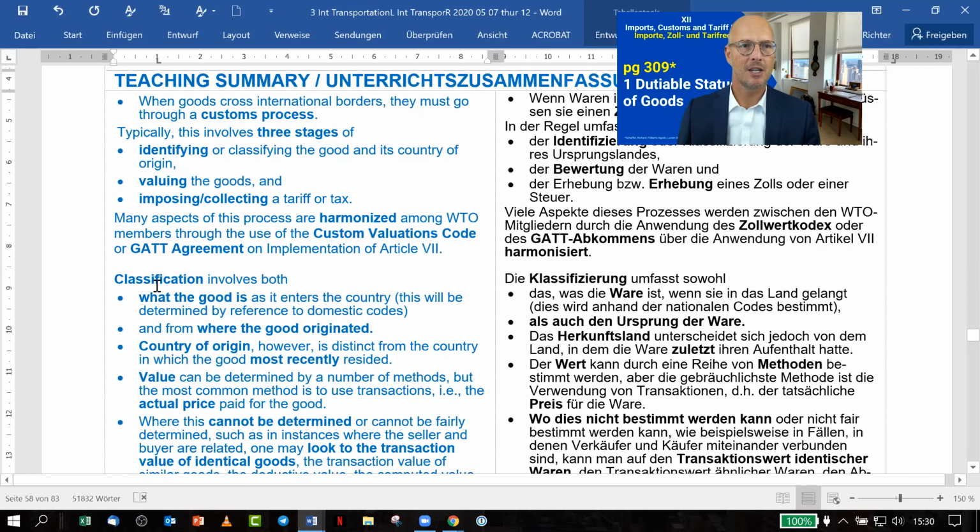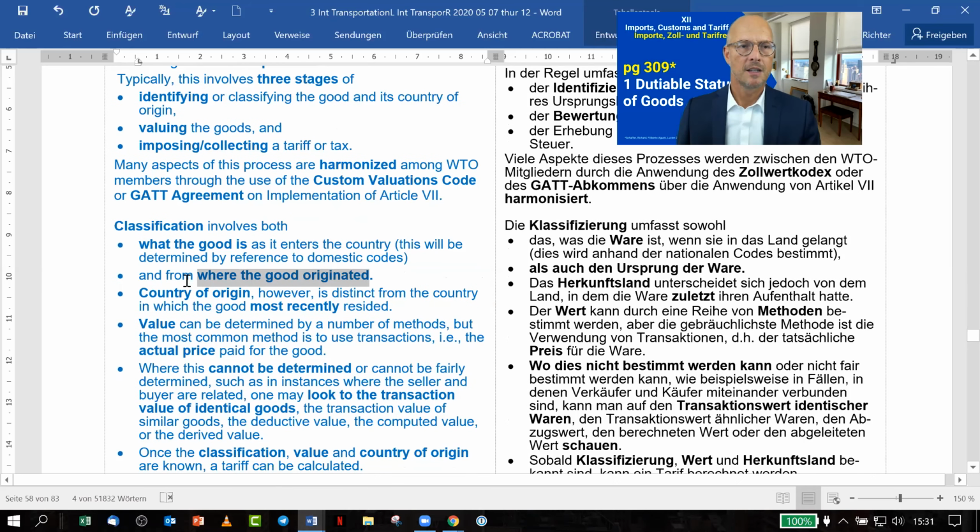What does classification mean? Classification means that you determine what the good is as it enters into the country. This will be determined by reference to domestic codes, so EU codes or US codes, as we will see. The next thing is you have to classify where the good is from, so where it originated. The country of origin, however, is distinct from the country in which the good most recently resided.